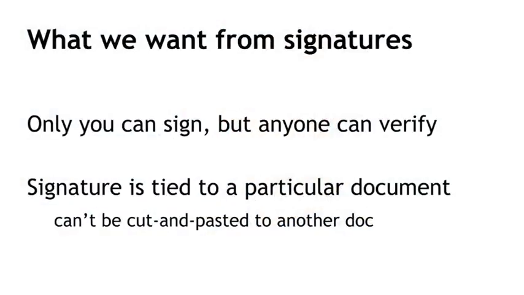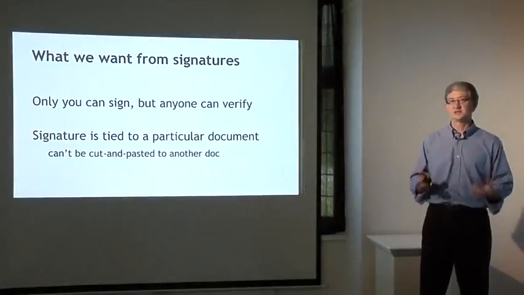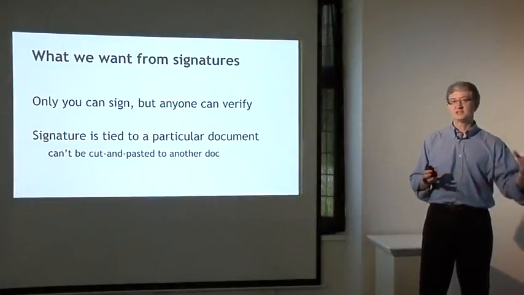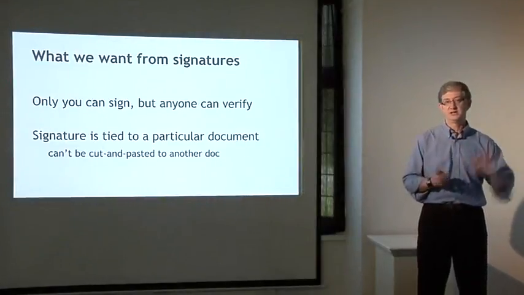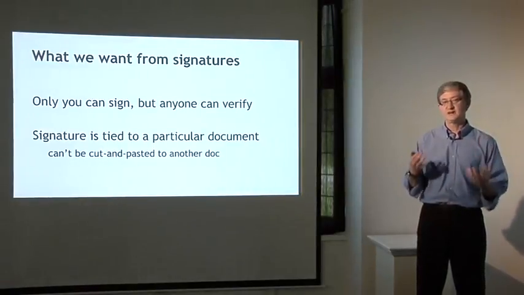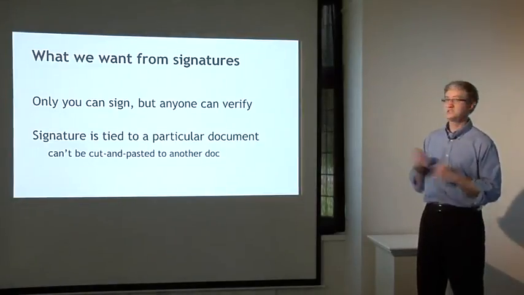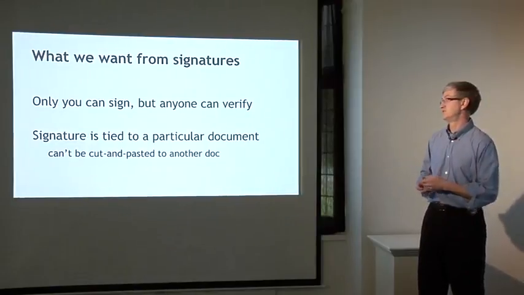What we want from signatures is two things. First, just like an idealized paper signature, only you can make your signature, but anyone who sees your signature can verify that it's valid. And then the second thing you want is that the signature is tied to a particular document, so that somebody can't take your signature and snip it off one document and glue it onto the bottom of another one. Because the signature is not just a signature, it signifies your agreement or endorsement of a particular document. Okay, so the question is, how can we build this in a digital form using cryptography?